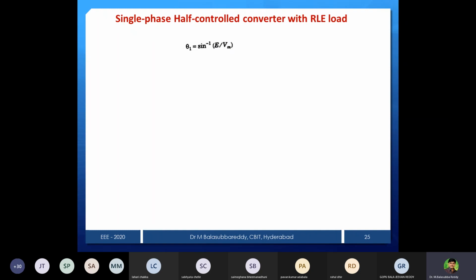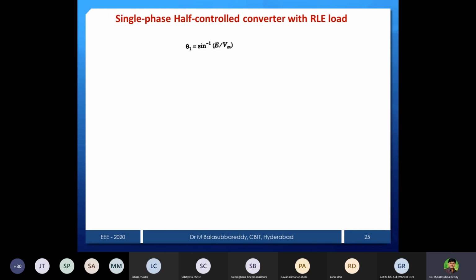Now we can see the value of theta 1. Theta 1 is nothing but sine inverse of E by Vm, that is, sine theta 1 is equal to E by Vm. So that is the value of theta 1. Always your alpha must be greater than theta 1 and also less than theta 2.